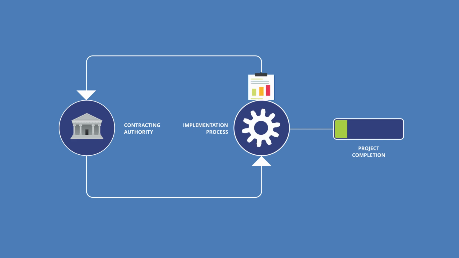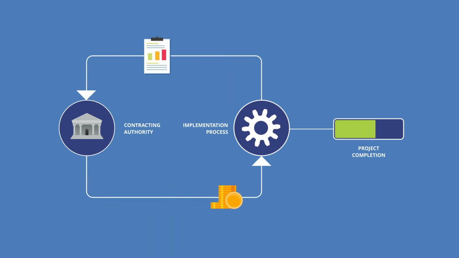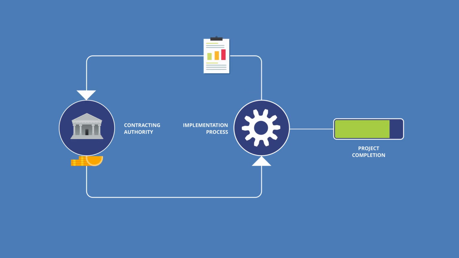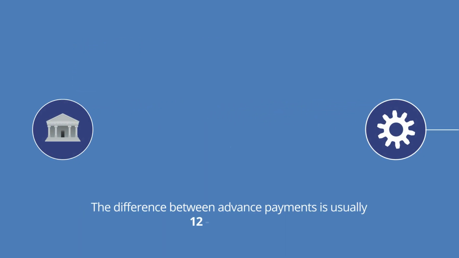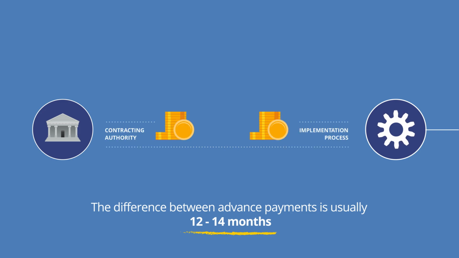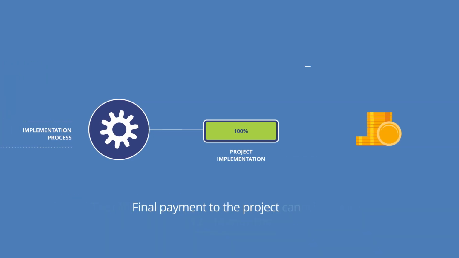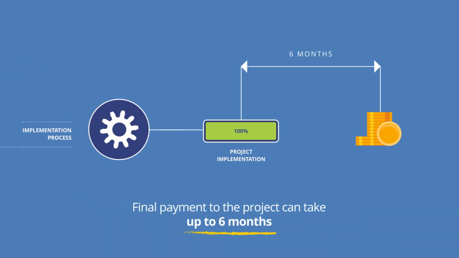During the implementation of the project, you will have to submit the reports to the contracting authority, and there might be a gap between the submission of the report and the next payment to the project. The difference between advance payments is usually 12 to 14 months. Final payment to the project can take up to 6 months after the project implementation has ended.